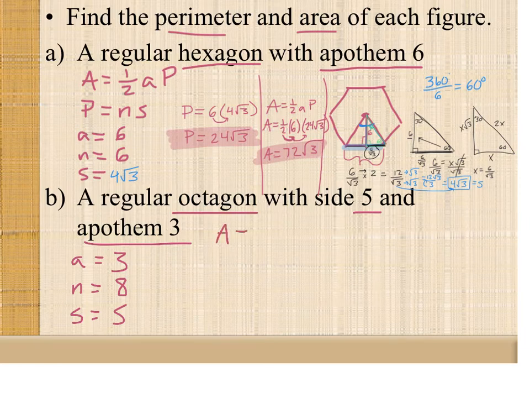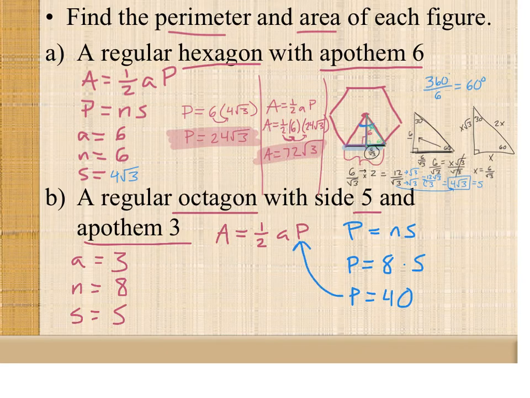So we need our formula for the area of a polygon, so 1/2 a times p, and our formula for perimeter of a polygon. So we have perimeter is equal to number of sides times side length. So first, let's find our perimeter. The number of sides is 8, and our side length is 5. So we just take 8 times 5, and that gives us 40. And now we're going to need that to plug back in. So we have our area is equal to 1/2 our apothem, which is 3, times the perimeter, which is 40. So I'm just going to multiply 1/2 times 40, and we get 20, and then 20 times 3, which is 60. So our area is equal to 60.